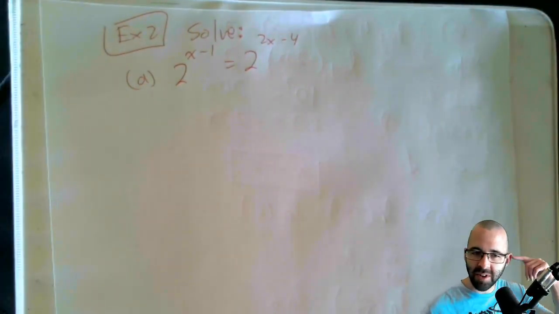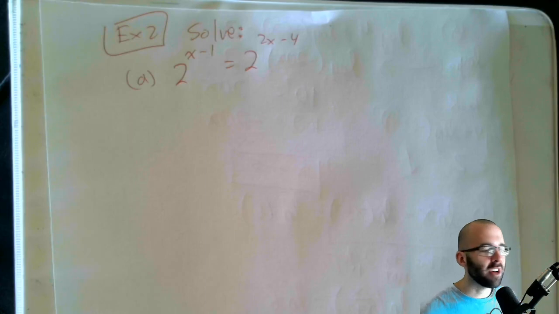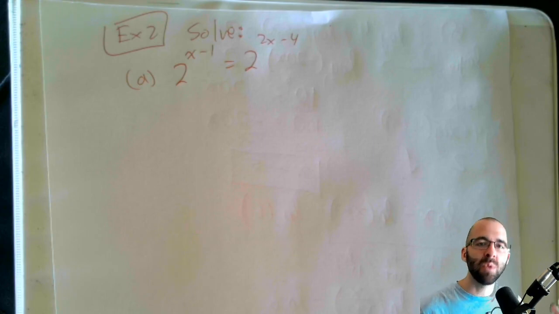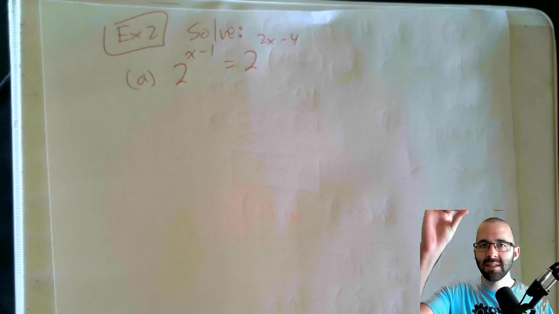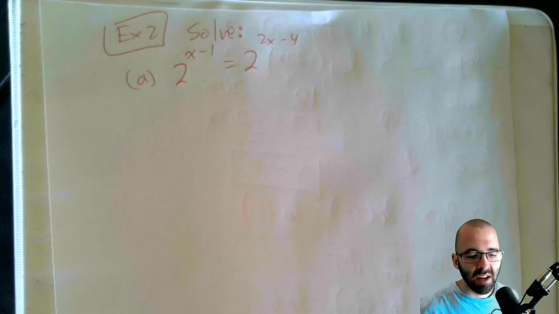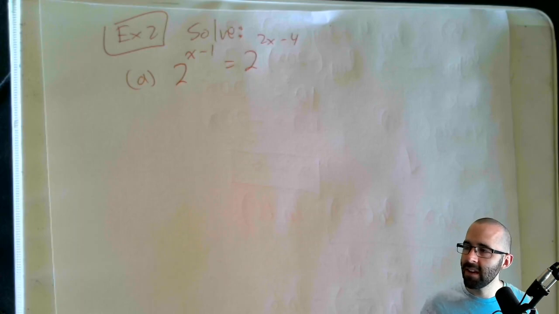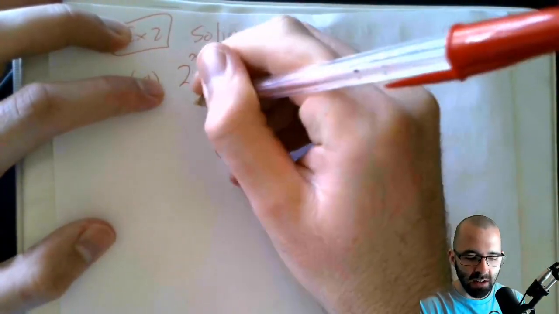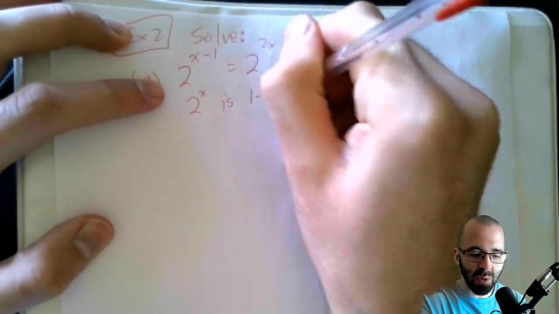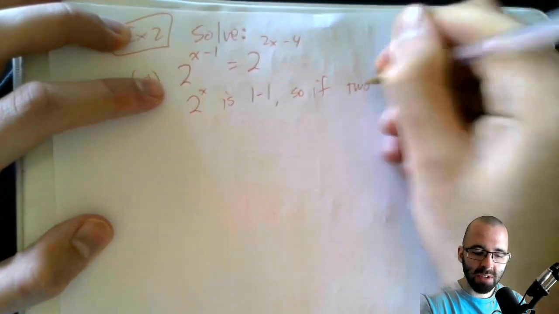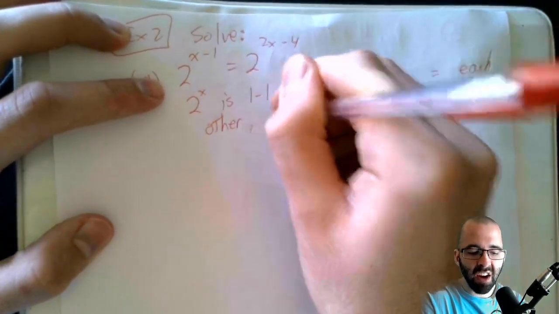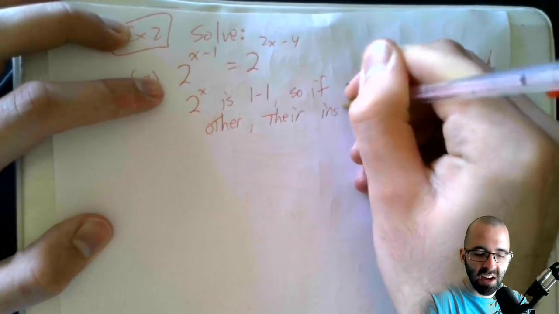This is going to sound a little familiar, okay? This is gonna jiggle your memory. We said that logarithms were one-to-one functions. Remember, one-to-one means it passes the horizontal line test. So if we had 2 logarithms equal to each other, their insides must be equal. So this is the same thing, right? 2 to the x is also one-to-one. So if 2 exponentials equal each other, their insides are also equal.